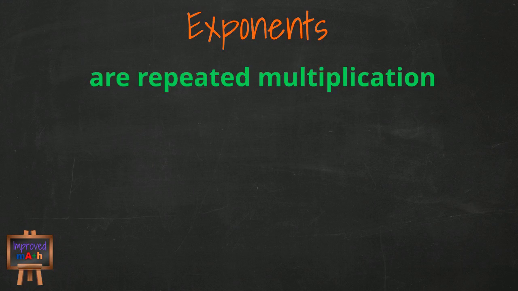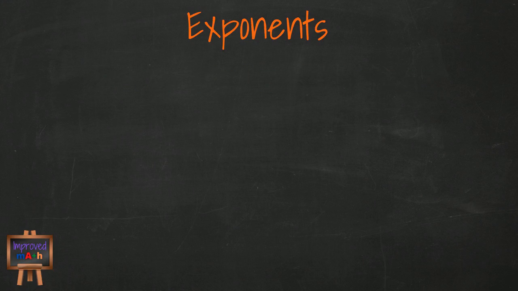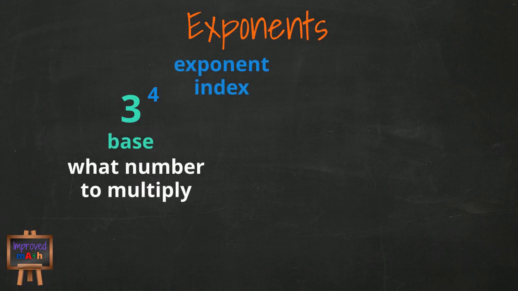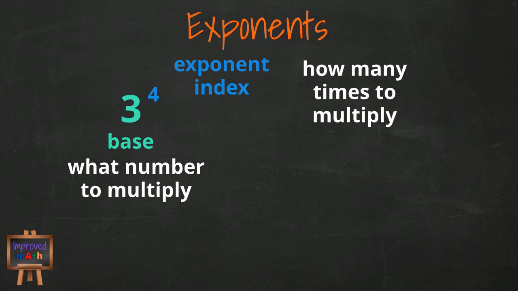Let's first look at an exponent example and talk about how it is written. This is an exponent. The 3 is what they call the base, and the 4 is what they call the exponent index. The base tells you what number you will be multiplying, and the exponent index tells you how many times to multiply it. So in this example, it is telling you to take the number 3 and multiply it by itself 4 times. 3 times 3 times 3 times 3. If we were to actually do that computation, 3 times 3 is 9, times 3 is 27, times 3 is 81. The base is always the bigger number, and the exponent will always be raised up and smaller in size.